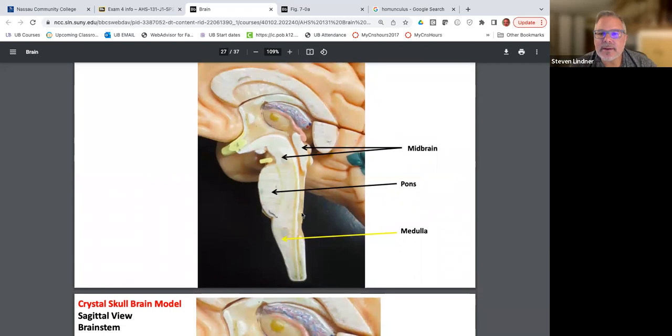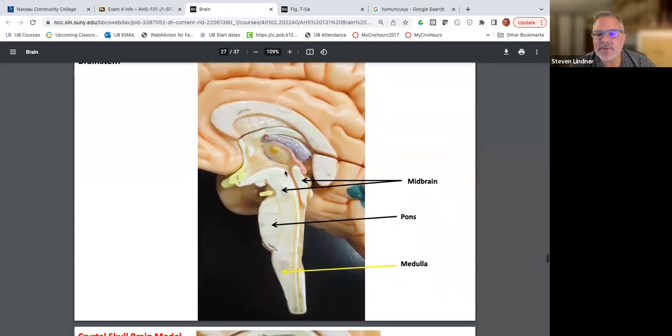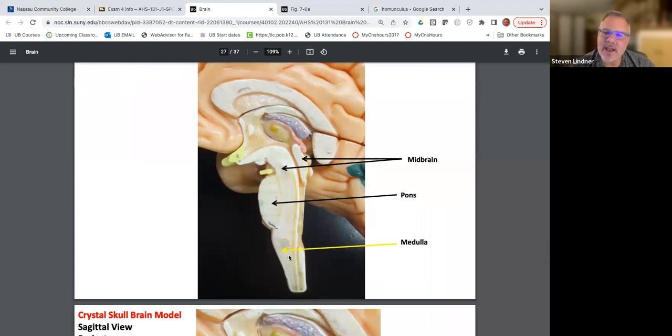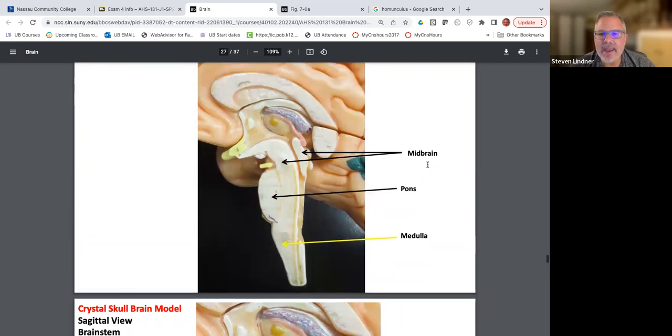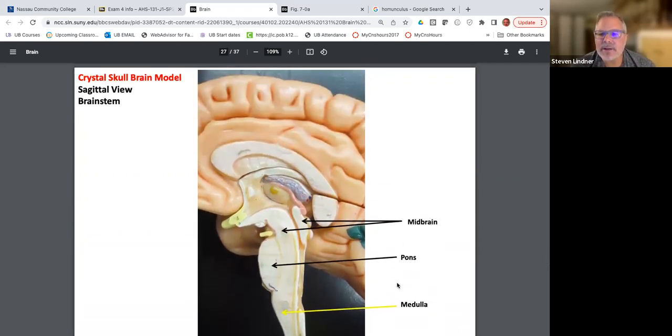Okay, right here is the brainstem, and the brainstem is made up of those three parts that I just mentioned in the last slide: the medulla, the pons, and the midbrain. Medulla, pons, and midbrain. And I think right here is a good place to take a break. When I come back, I'll continue with the medulla, pons, and midbrain.